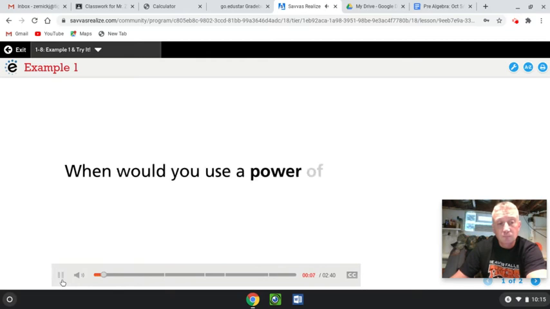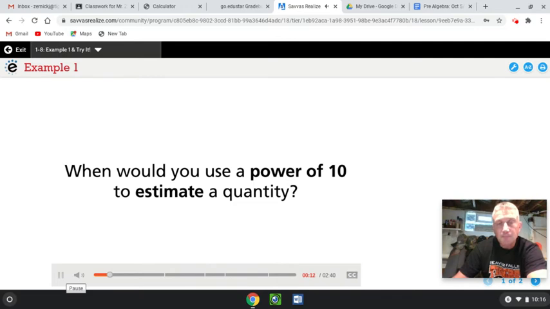When would you use a power of 10 to estimate a quantity? Think about this question during the lesson.